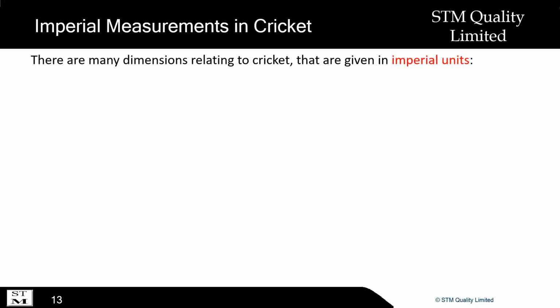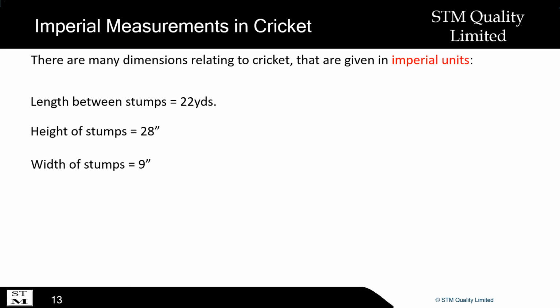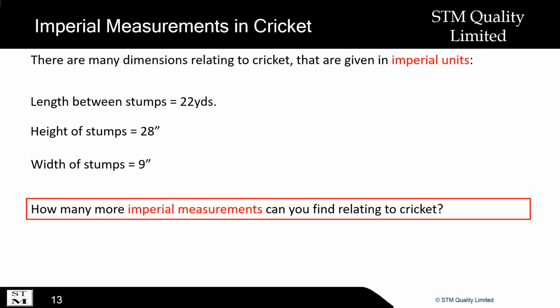There are many dimensions relating to cricket that are given in imperial units. Length between stumps is equal to 22 yards. Height of stumps is equal to 28 inches. Width of stumps is equal to 9 inches. How many more imperial measurements can you find relating to cricket?